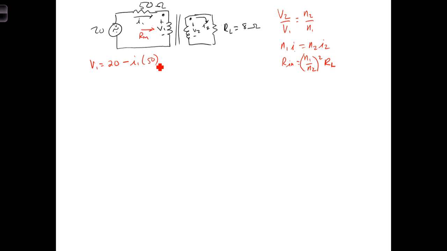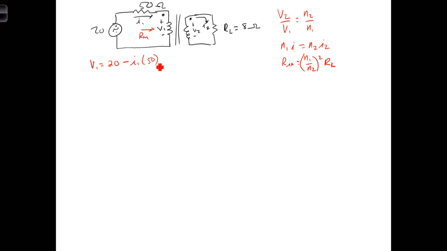So how do we go about getting I1? Well, we know that there is an equivalent resistance seen looking into the primary, and that equivalent resistance in series with the 50 ohm resistor is what that 20 volt source sees. So let's determine what the reflected resistance is, and then we can calculate I1. I1 will simply be 20 divided by 50 plus Rn.